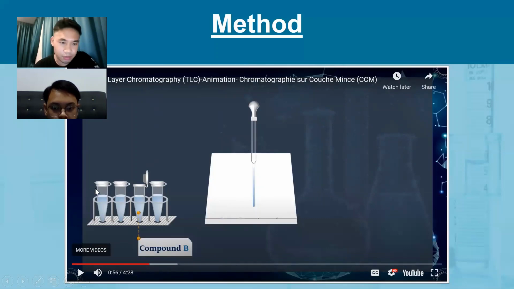Okay, this is the sample, and then these are the compounds: compound A, compound B, compound C. Each of the compounds and the sample we place on the TLC plate, drop by drop. This is the sample, first drop, and then compound A, compound B, compound C. Then after that, we will dip this TLC plate into the mobile phase, which is the solvent.